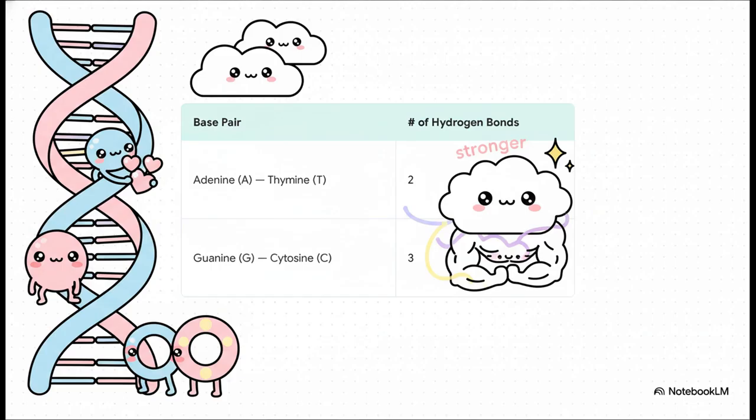Now, here's a key detail. Notice that AT pairs have 2 hydrogen bonds, but GC pairs have 3. What does that mean? It means GC pairs are stronger. So a stretch of DNA with a lot of G's and C's is going to be more stable and a little tougher to pull apart.